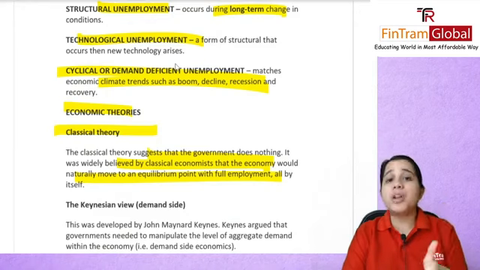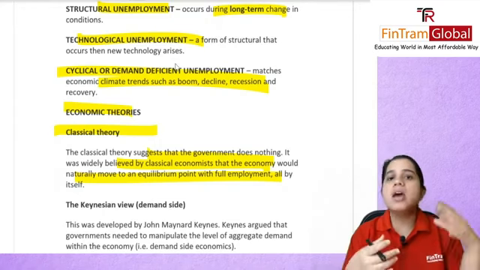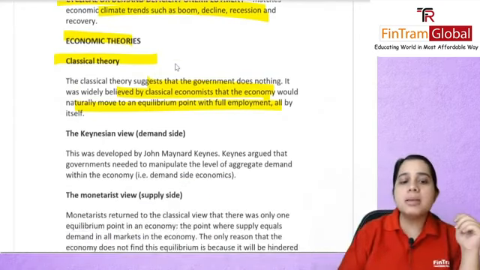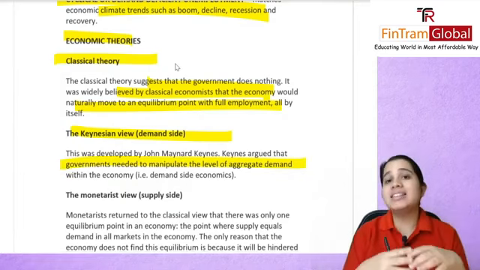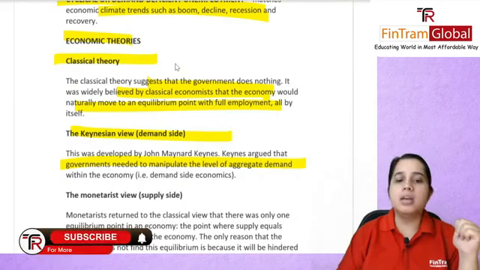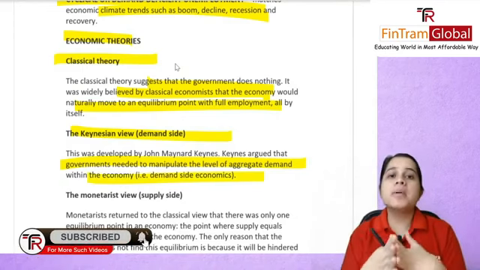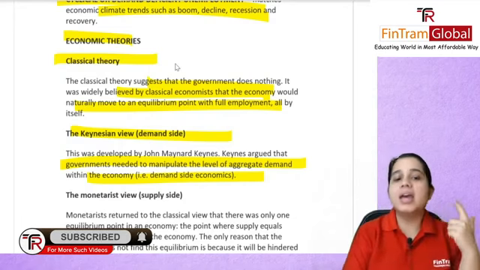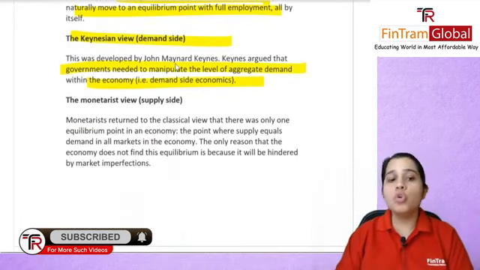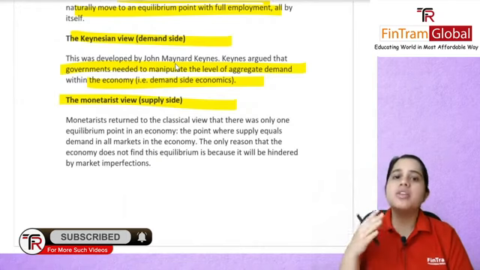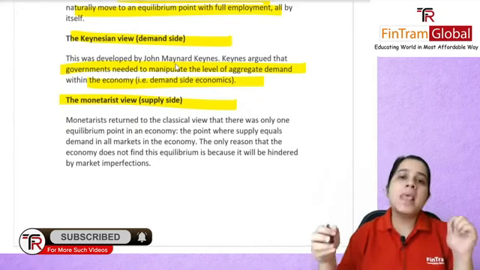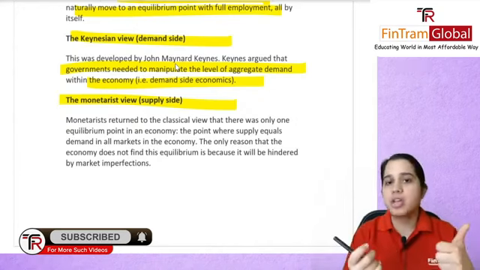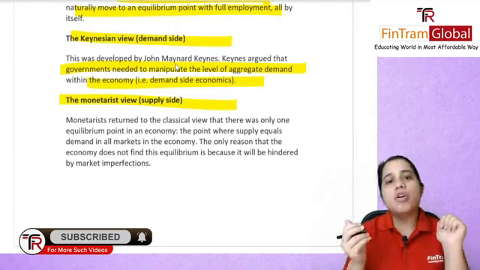But of course, the Great Depression happened, and this theory did prove itself to be sort of useless. And then you had your Keynesian view, or the demand side, which was given by Keynes. He argued that the government will need to manipulate the level of aggregate demand, that is the demand side of economics, in order to reach that equilibrium point. Then we had our monetarist view, which was your supply side. Here monetarists again returned to the view that equilibrium will happen, and basically there are some imperfections. Those imperfections are something that the government will have to see to.